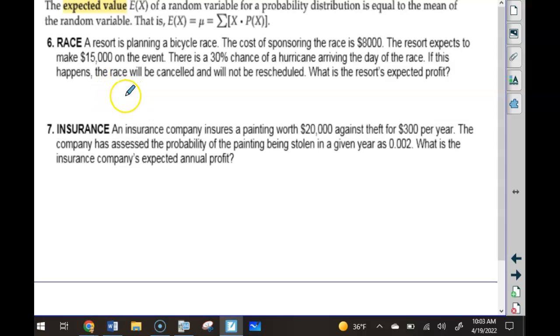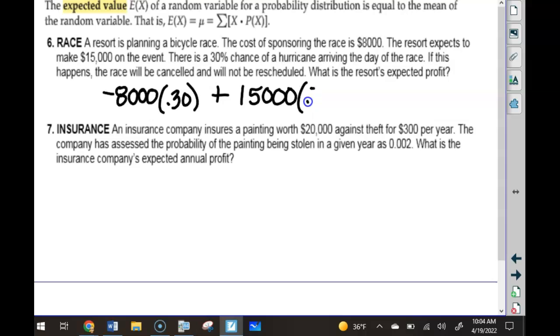Okay, this is not necessarily the kind I put on the quiz, but they will lose $8,000 because that is what they spent to sponsor the race. If there's a hurricane, what's the chance of a hurricane? 30%. They will make a profit of $15,000 cleared. We're gonna go with that because it says they make 15,000. If it's a good day and they have the race, what is the probability of that? Yes, 70%. It's 1 minus the 0.30, okay? So what does this come out to?